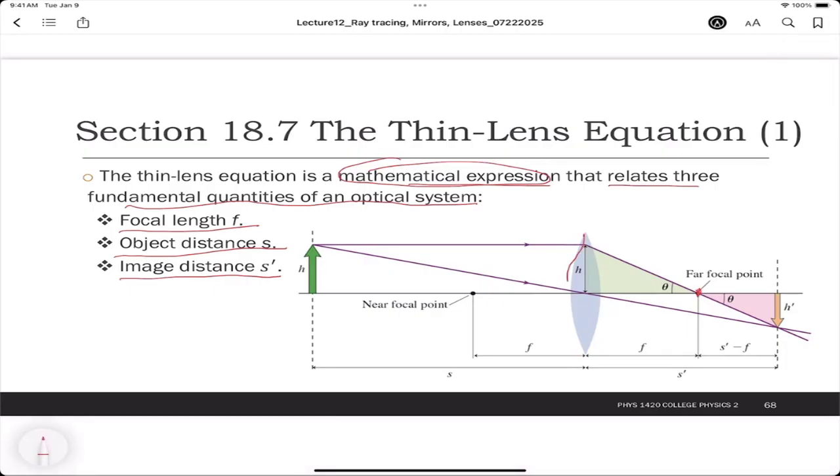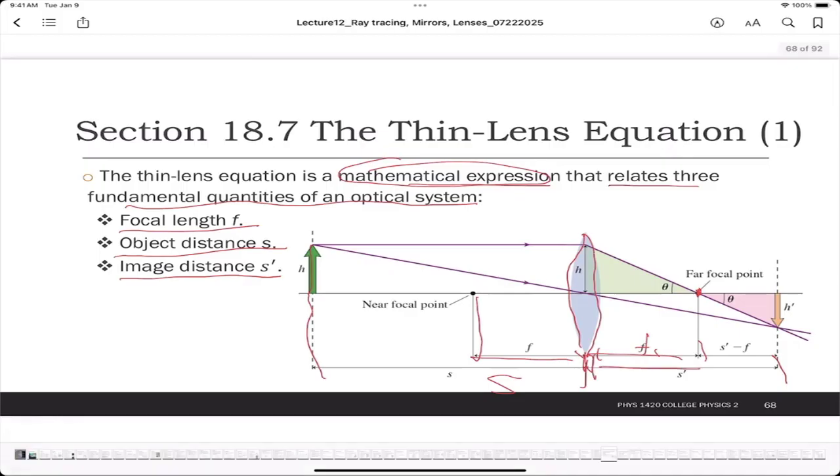This is a convergent lens. So this is the near focal point. This is the far focal point. This is the focal length, and this is the object distance, s, and this is the image distance, s dot. So the thin lens equation is about the relationship between those three things.